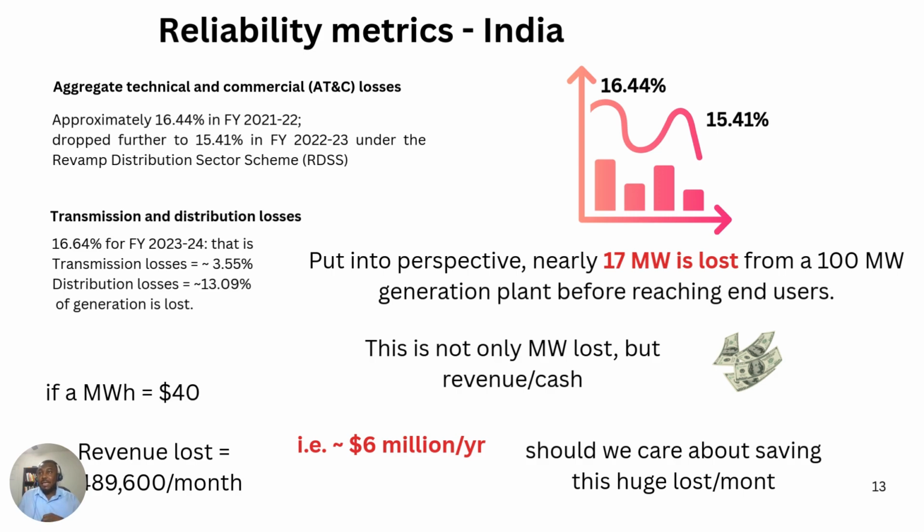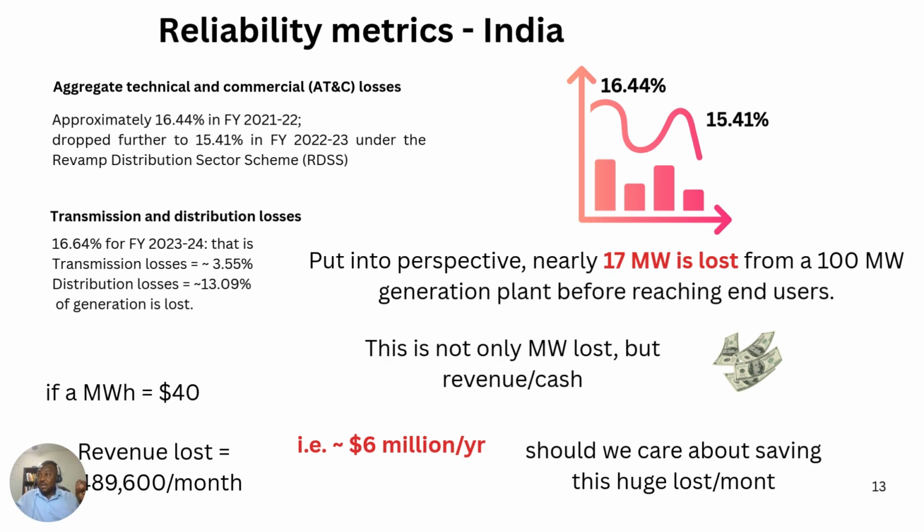And so, the average transmission and distribution losses in India as of 2023 to 2024 was estimated at 16.64%. If we approximate this to 17%, let's put this into perspective of generating 100 megawatts of power from a plant. What it means is that if you have the power plant here and the customer here, you produce 100 megawatts, but this 100 megawatts has to move from the generation plant all the way to the customer.